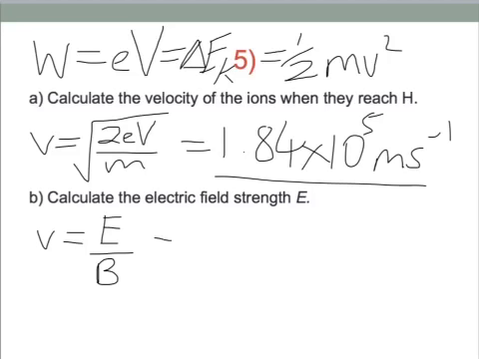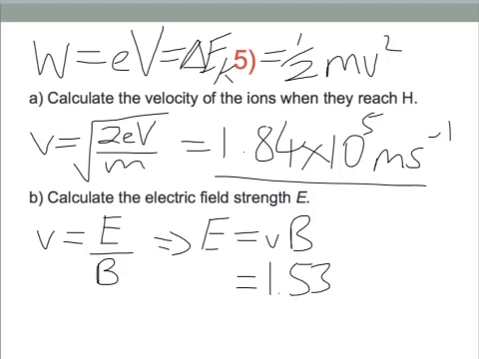So we need to solve for E, so simply V times B again. That velocity times the field strength, which was 0.83, gives us 1.53 times 10 to the power of 5 meters per second.